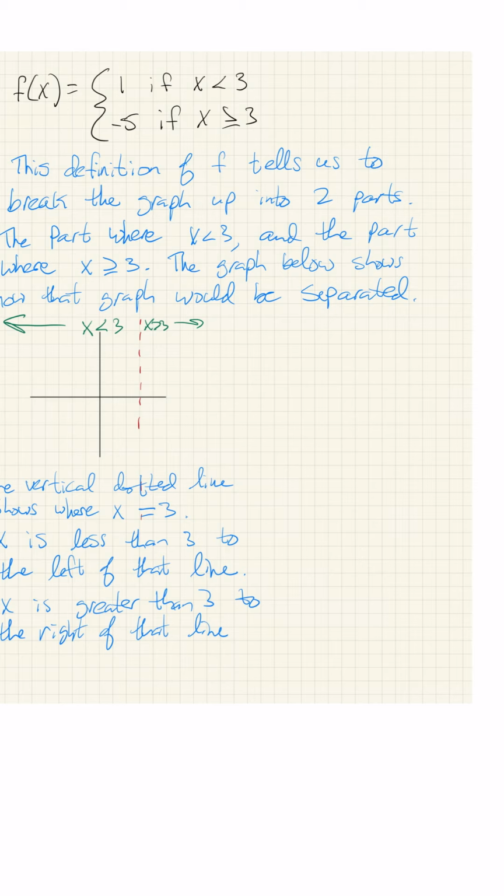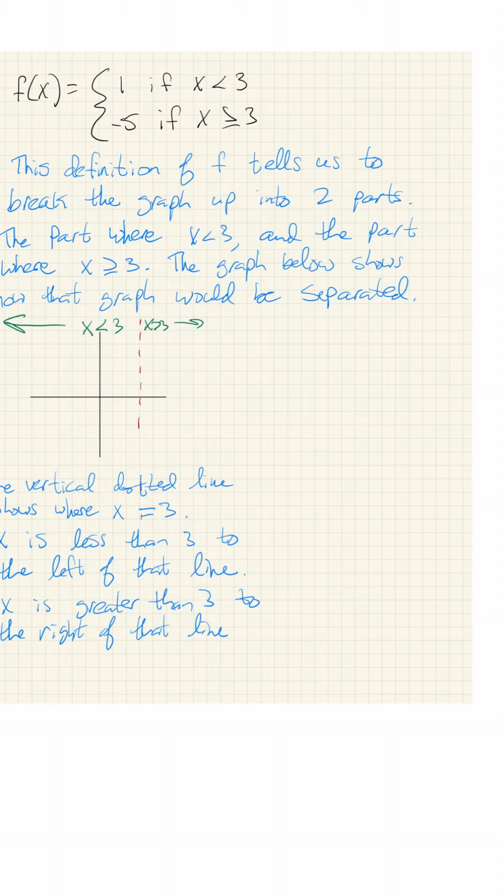This is called a piecewise defined function. It is defined as f of x equal to, and then we have two parts that the x-axis has been broken into, and that is where x is less than 3 and where x is greater than or equal to 3. So this definition tells us to break the graph into two parts.